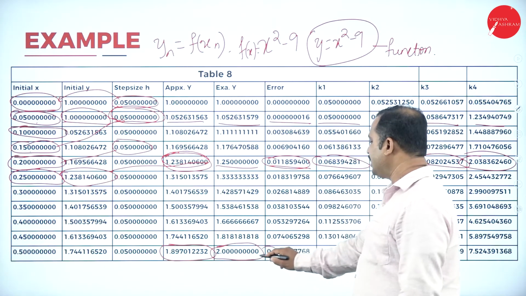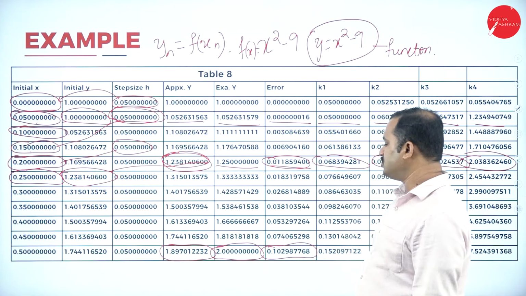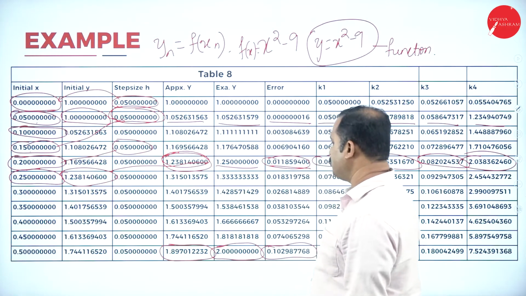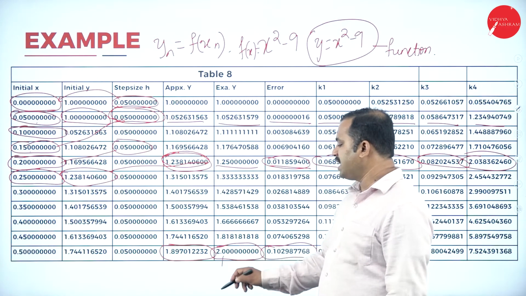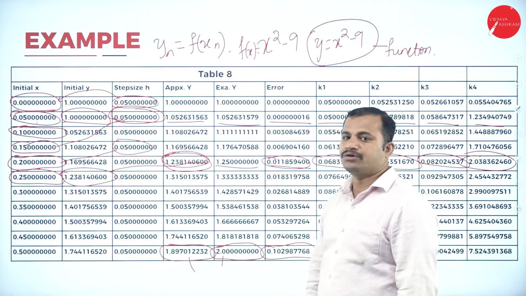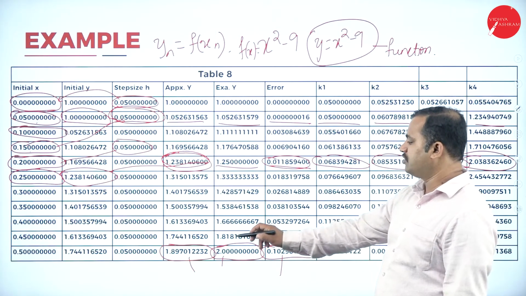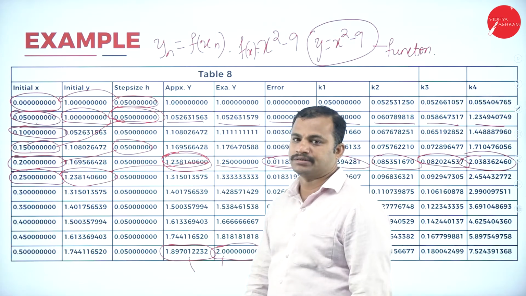So what is the error rate we have obtained here? 0.102987768. So with this, I am going to say that this is the exact value. This is by using the Runge Kutta fourth order method. This is the error rate I am getting from this Runge Kutta fourth order method.